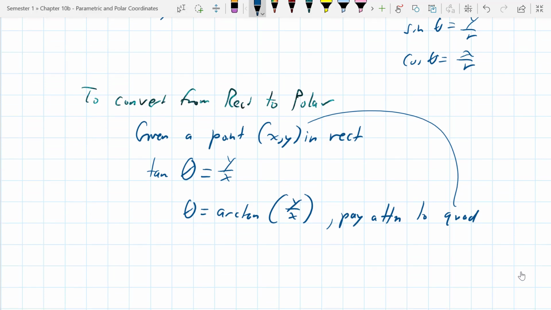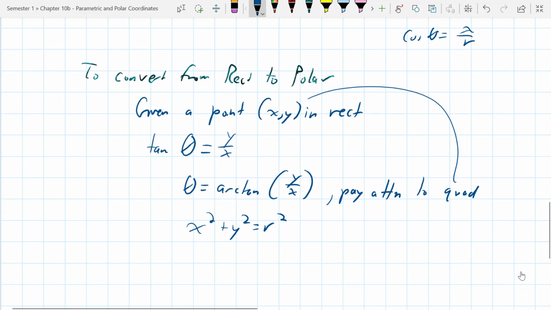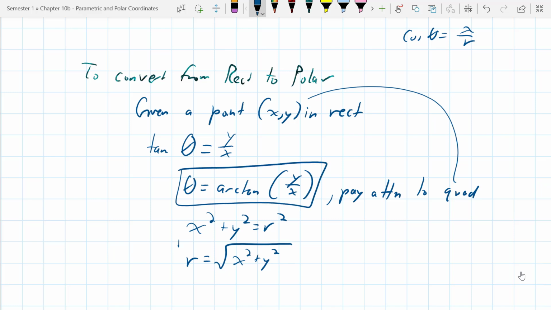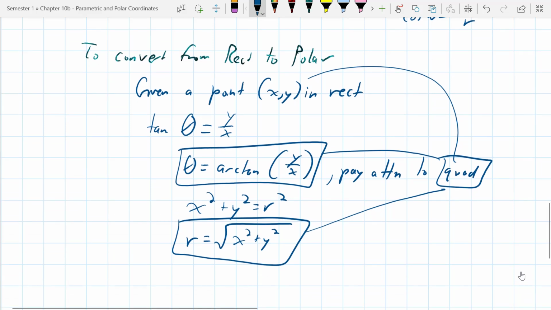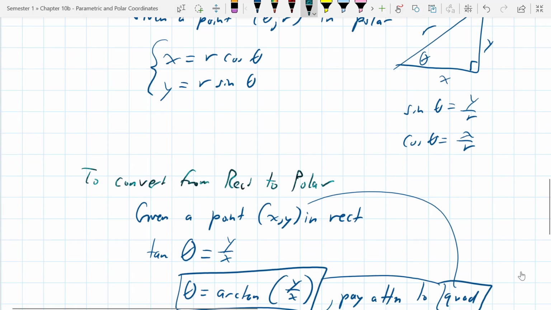Well, we also know a relationship between x, y, and the radius. I know that x squared plus y squared is equal to r squared, so r would be equal to the square root of x squared plus y squared. So given these two, and paying attention to the quadrant, we should be able to pinpoint a polar conversion from rectangular. So let's do some examples of this.